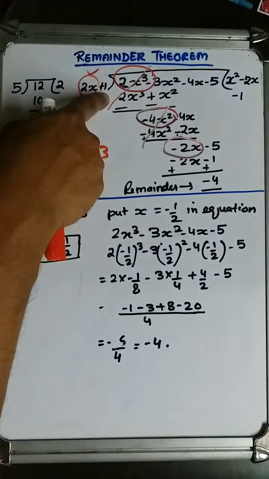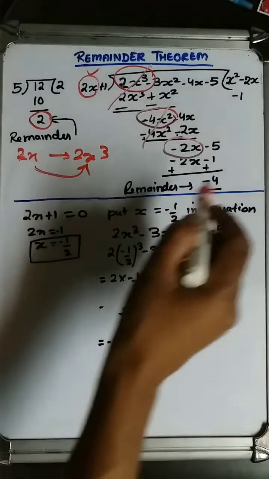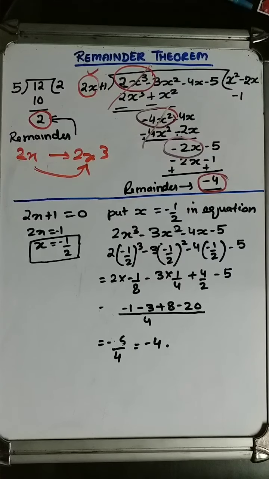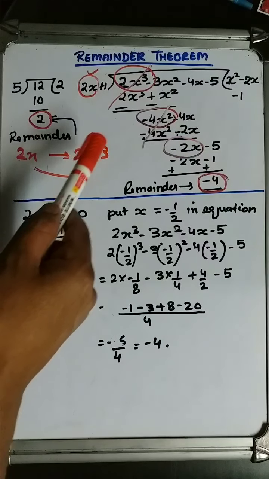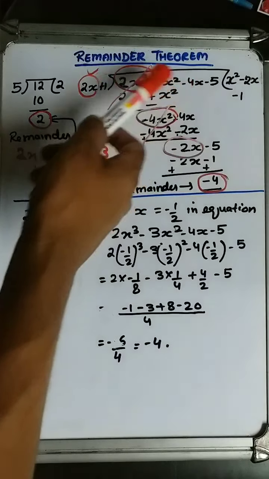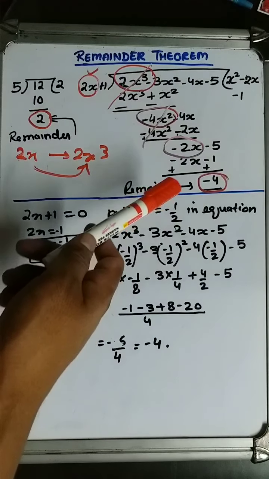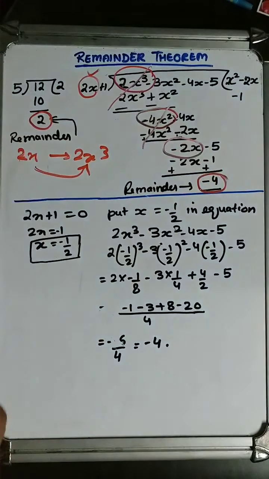Multiplied with the second term also, minus 5x. Now this is the remainder. So whether we divide numbers or expressions, whatever is left is the remainder. Now what is new in this chapter? We don't have to divide like this to get the remainder.